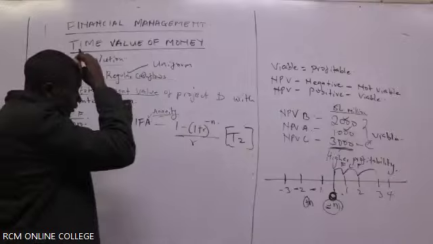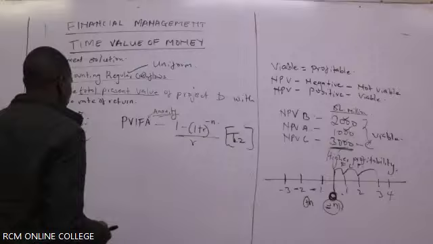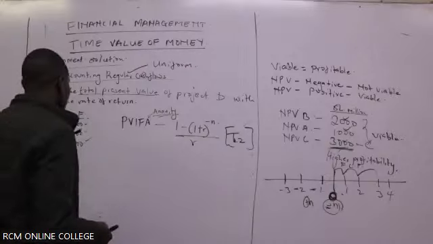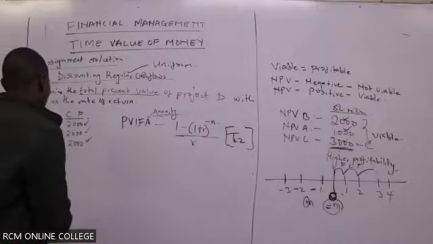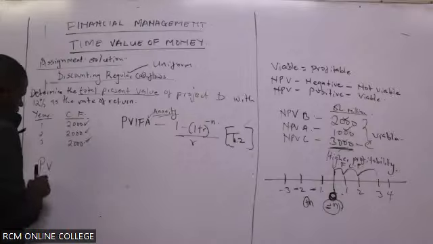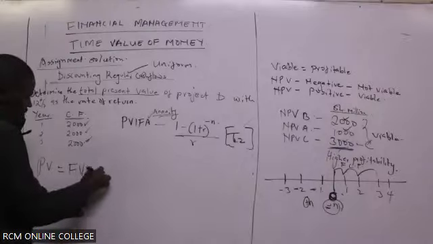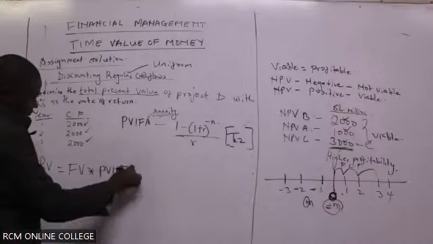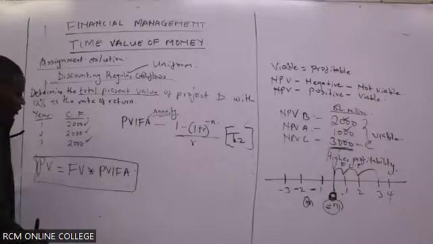So in this case, we have said that we are going to use table number 2, or you can as well use a calculator. It is easy. Remember, all these are similar. Therefore, to compute the present value of regular cash flow, we take the future value times PVFA. So your formula is important.